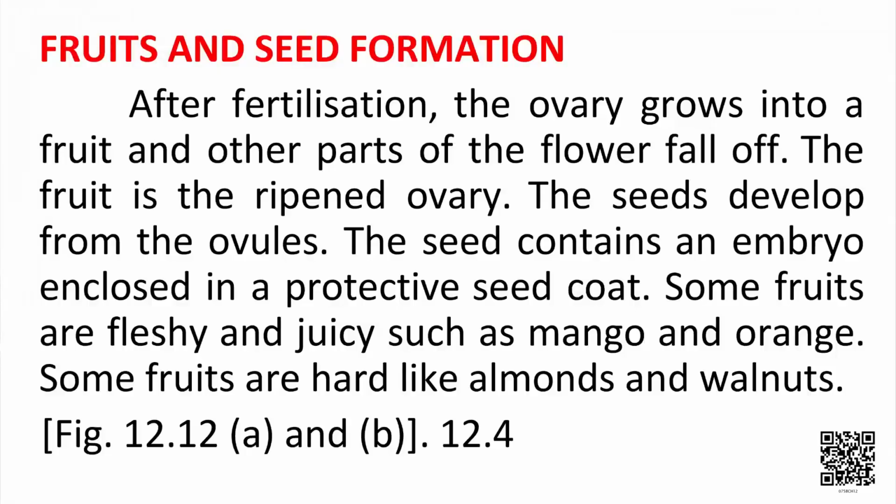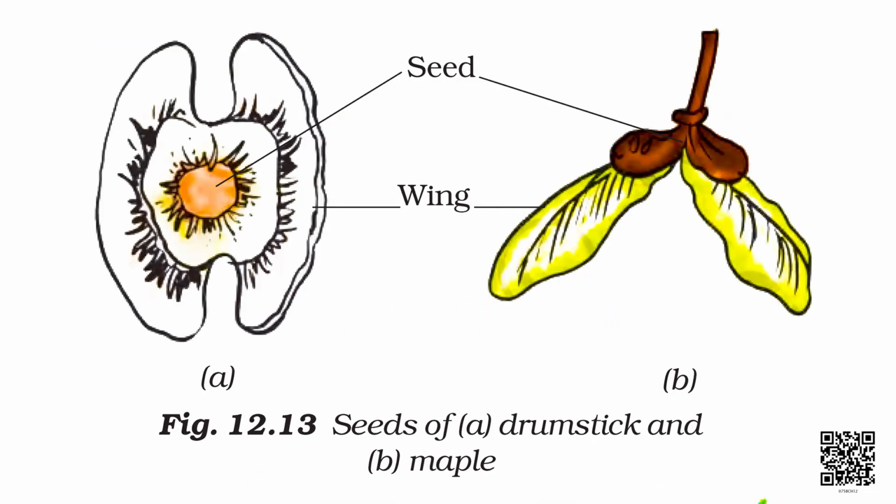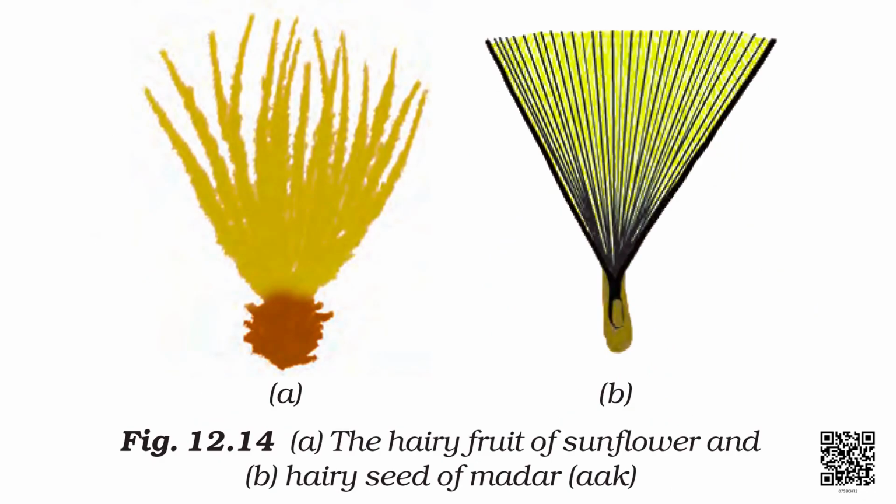So, with this we are on to the topic of fruits and seed formation. We have learned about fertilization. So, after fertilization, the ovary grows into a fruit and other parts of the flower fall off. The fruit is the ripened ovary. The seeds develop from the ovules. The seed contains an embryo enclosed in a protective seed coat. Some fruits are fleshy and juicy such as mango and orange. Some fruits are hard like almonds and walnuts.